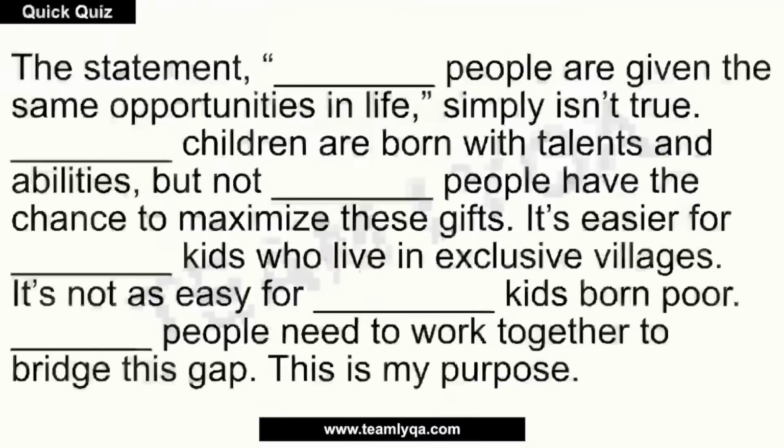All right, let's see how you did. So, isa-isay natin per sentence ito. Sabi, the statement, blank people are given the same opportunities in life simply isn't true. Okay? So, ang statement daw ay blank people are given the same opportunities in life. Ano ba tong people na to? Is it people sa specific na group or lahat ng people sa buong mundo? Now, dun sa konsepto nung quote itself, ang sinasabi niyan is lahat ng tao sa mundo. So, this will just be all. All people are given the same opportunities in life, and that simply isn't true.